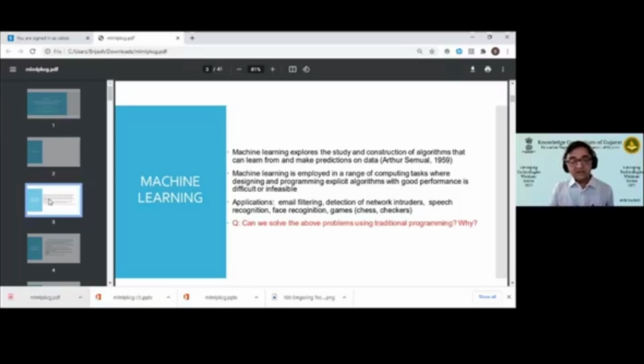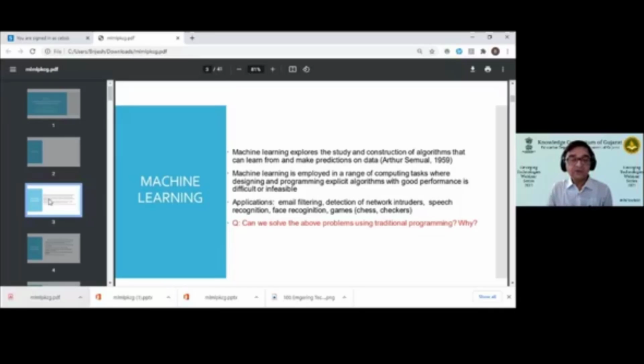Email filtering means, in all the mailboxes nowadays, Gmail or any other mail service which you might be using, the mails automatically go to spam. The machines are capable enough to detect whether a mail is spam or not. That is email filtering. Then the detection of network intruders: various attacks on the network are also detected very intelligently.